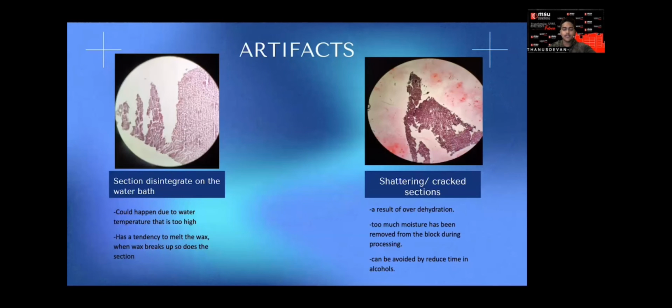There are 4 types of artifacts found in our sections. One of them is sections that disintegrate on the water bath. This could happen if the water temperature is too high, which has a tendency to cause the wax to melt. When this happens, part of the section disappears. Next is shattered or cracked sections, which result from over-dehydration, which causes too much moisture to be removed from the block during processing. This can be avoided by reducing the duration in alcohol to prevent dehydration.